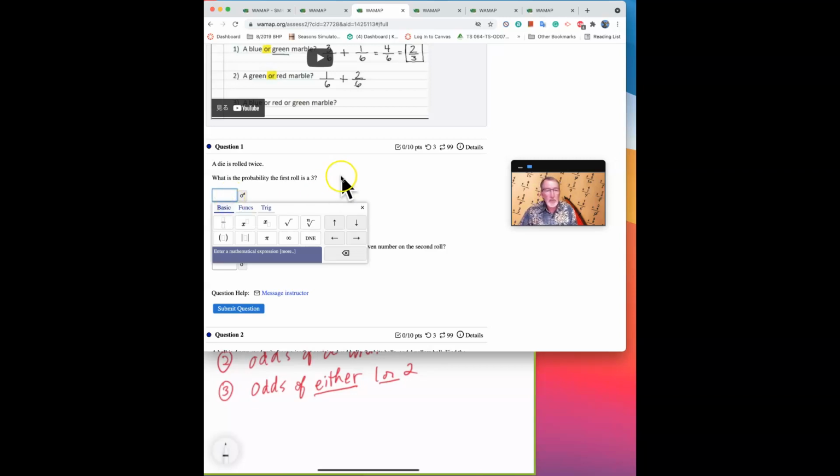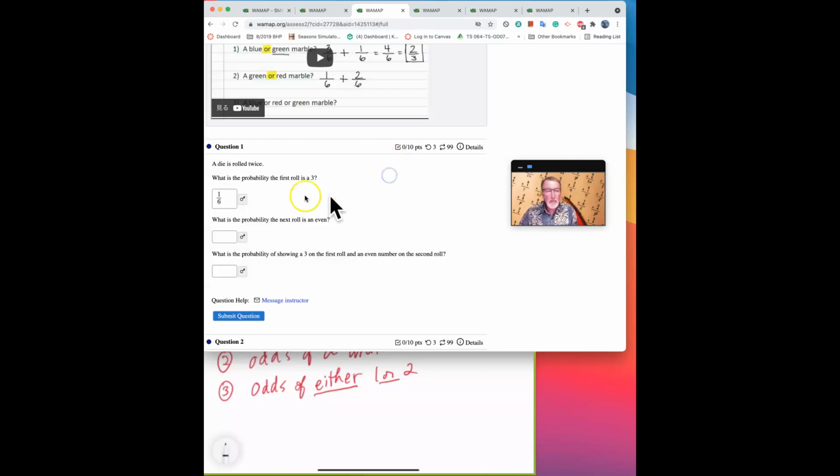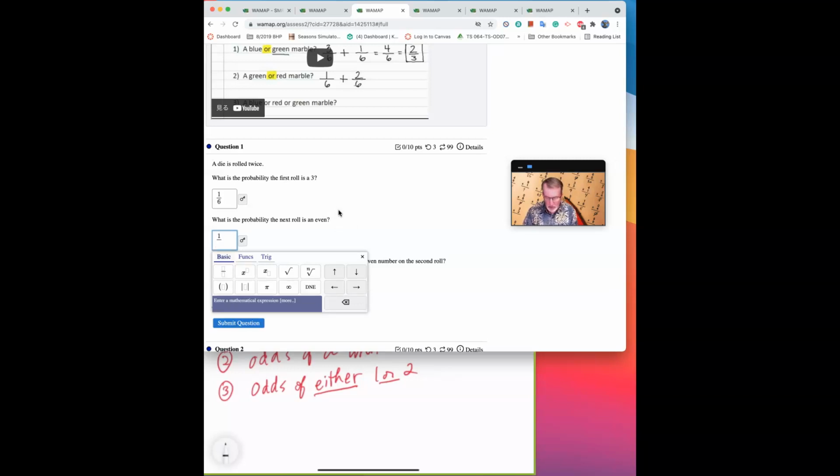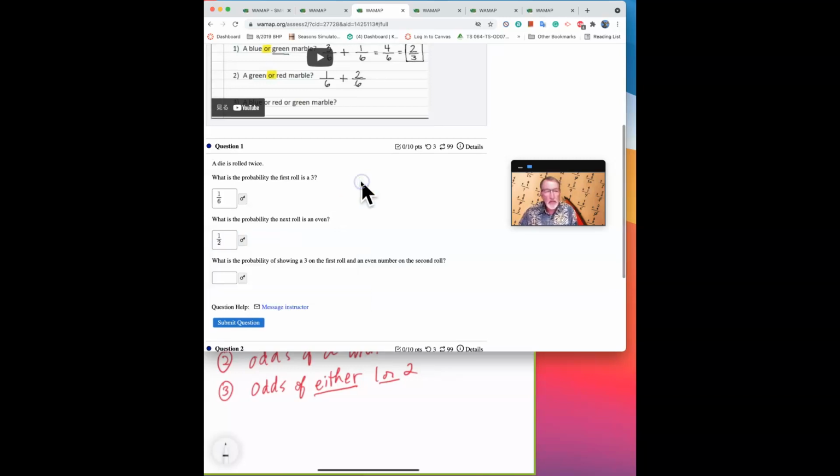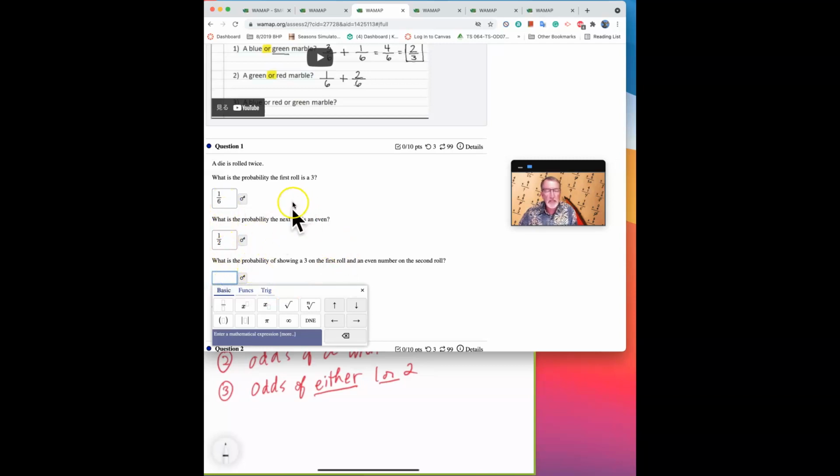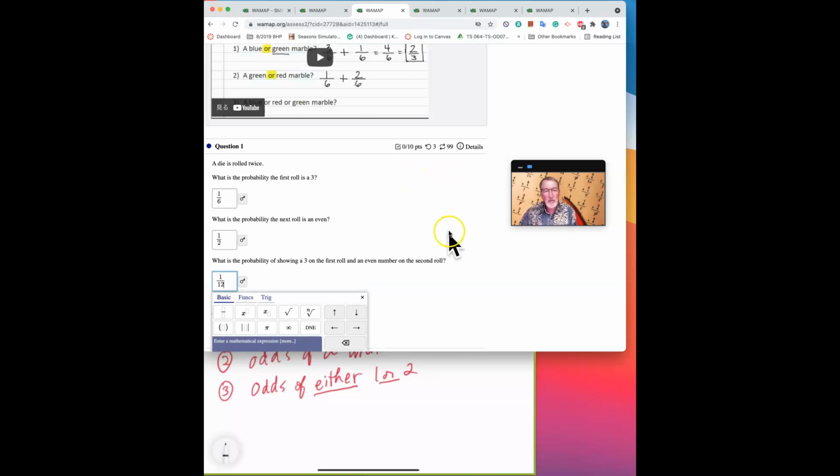Okay, the probability that the first roll is a 3 was 1/6. We'll put our answer in that way. And the probability that it was an even would be 3 out of 6, which we reduced to 1/2. And then the final answer is 1/6 times 1/2. We need that because both have to happen. 3 on the first roll, even number on the second roll, and we get 1/12. Okay, and let's see how we did.